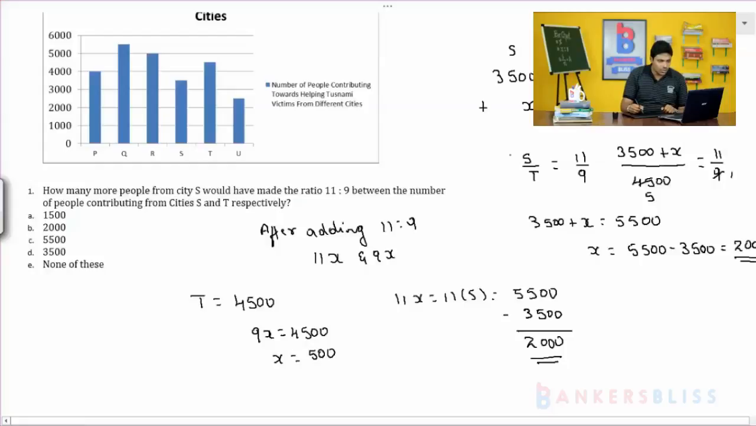So, here you can save time in this methodology, what I marked, S by T is equal to 11 by 9. For that procedure you need time to solve, because orally it is very difficult to solve. But if you adopt the second methodology that I told, 50 to 60% of the problem you can solve orally. Only the remaining 40%, if you want to solve, you can go for the techniques. Okay. 5500 minus 3500 is equal to 2000. So, option B is the right answer.